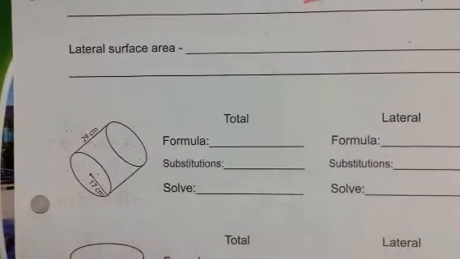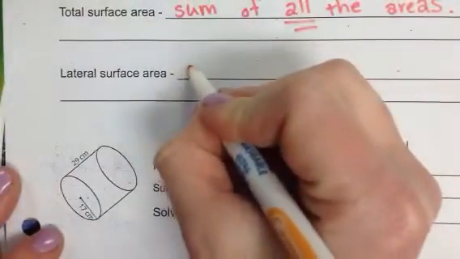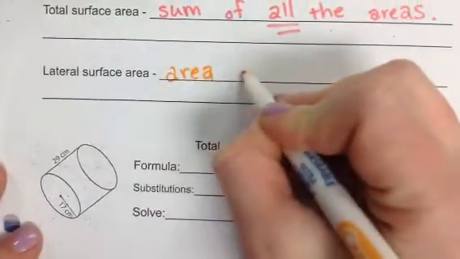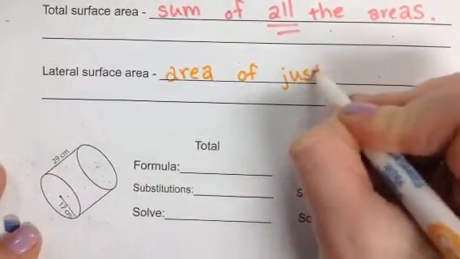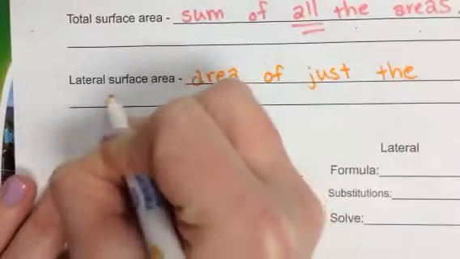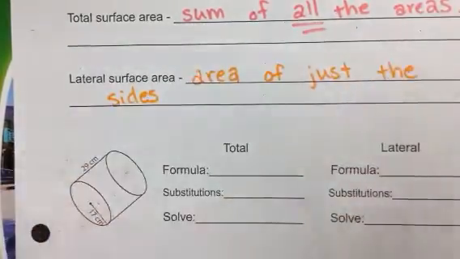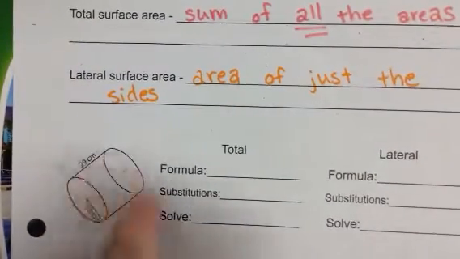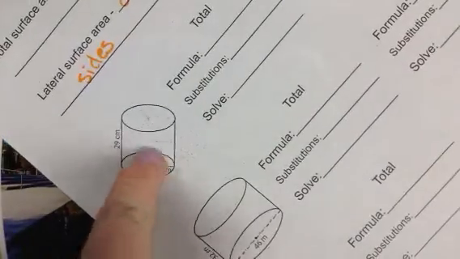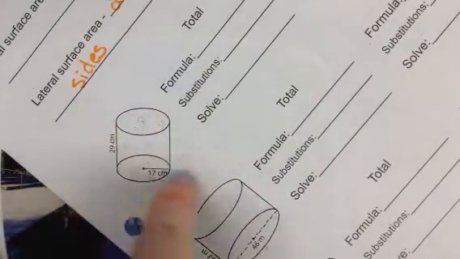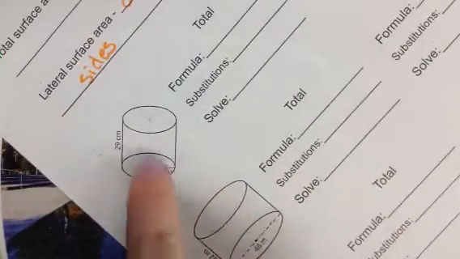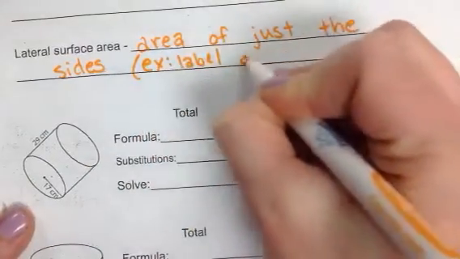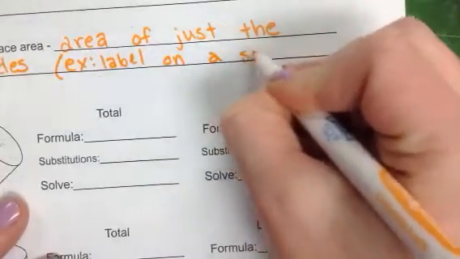And for lateral surface area, it is the area of just the sides. So since we're talking about cylinders, the lateral surface area, if you pretend like this is like a can of soup, you know how they have this label that goes around the sides that you can peel off that paper part? That's the lateral surface area. So we'll go ahead and put example label on a soup can.